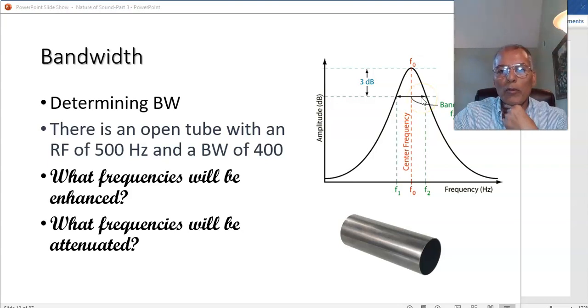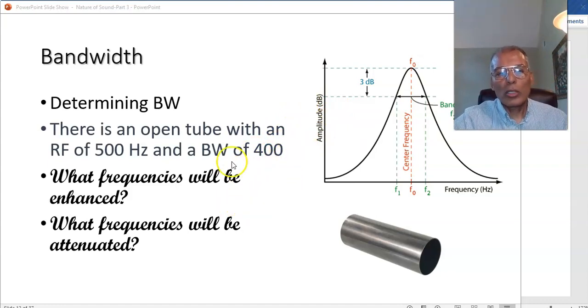be amplified. So any sound that falls within this range between 300 and 700 will be amplified. Any sound that falls outside will be attenuated. I feel I'm repeating a lot, but that is for your benefit, because these concepts need to really sink in. So you need to study them often. You need to study them several times a day. These are not easy concepts.